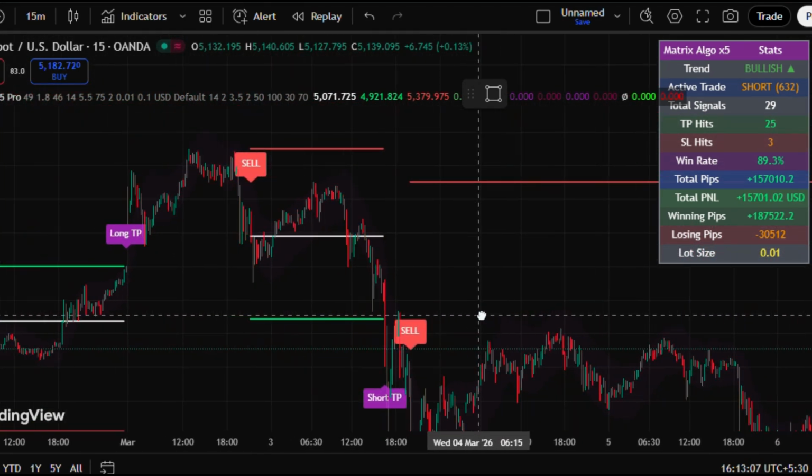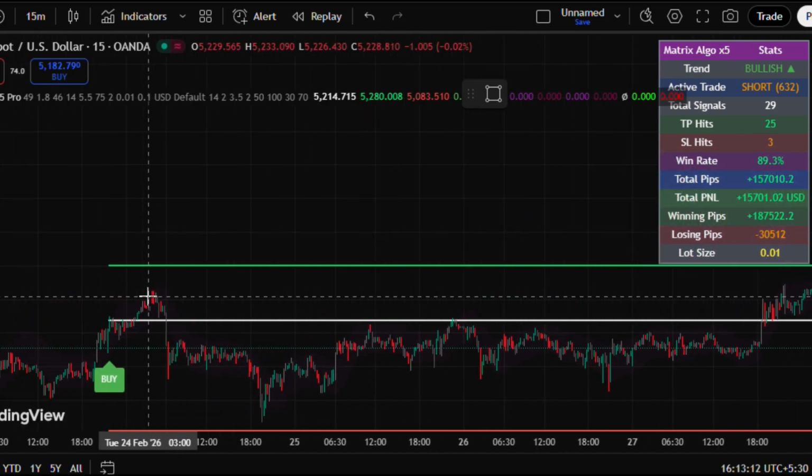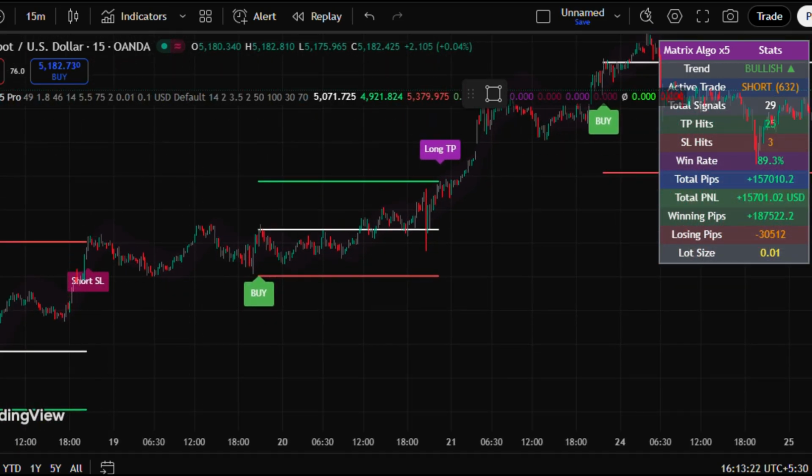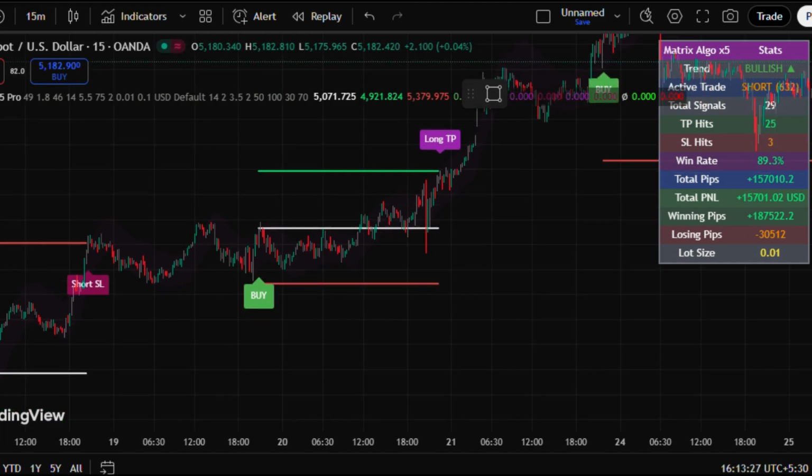You can observe how the buy and sell signals are generated, how the take profit levels are hit, and how the indicator automatically marks when take profit or stop loss is triggered.